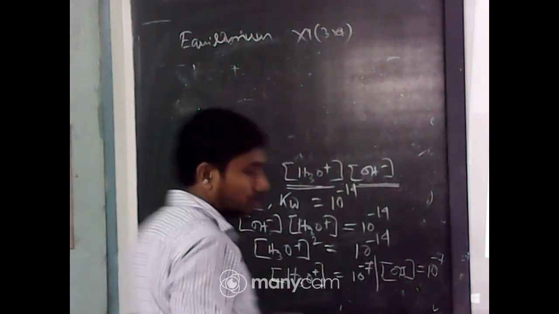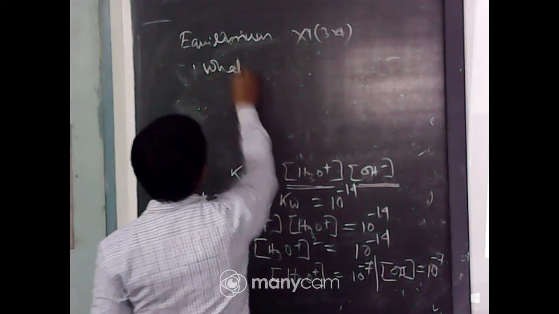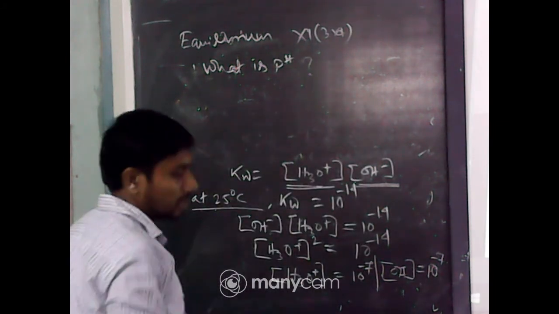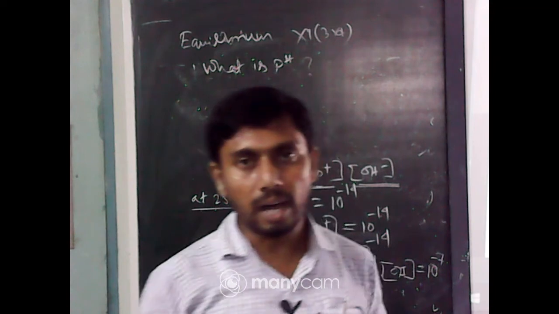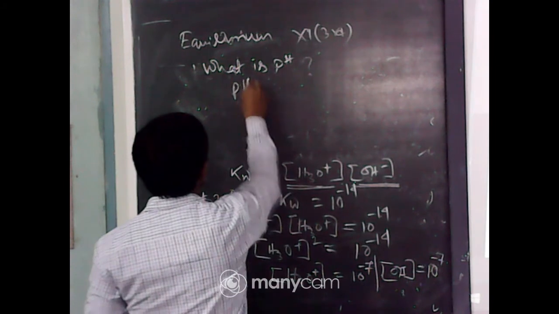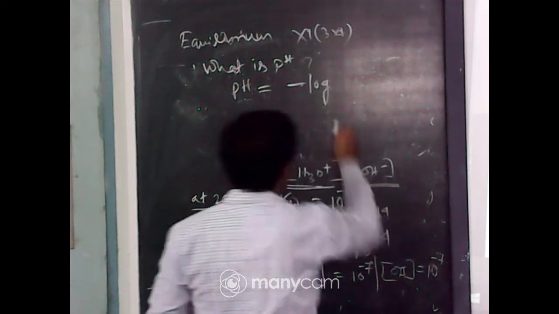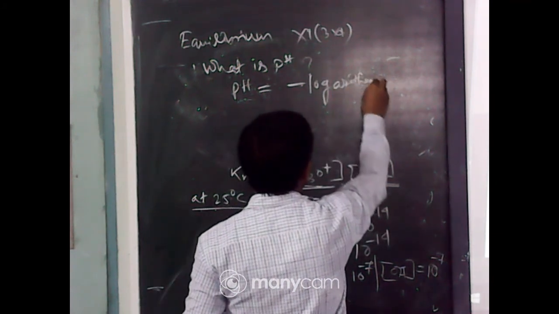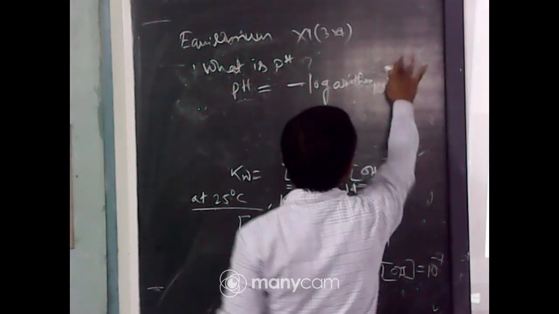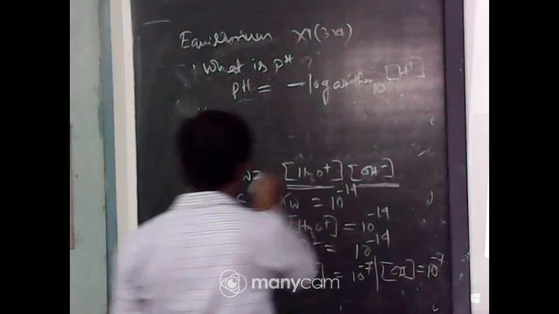Next step is, what is pH? Now, we know the basic definition of pH. It is the representation of the hydrogen ion potential in the solution. In mathematical terms, pH is equal to minus log, that is logarithm base 10, of concentration of H plus. Right.